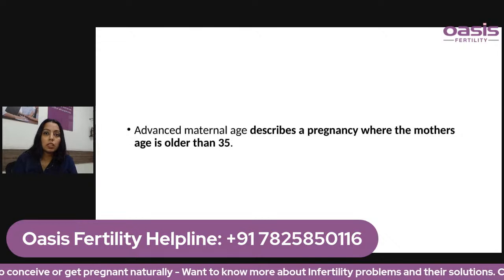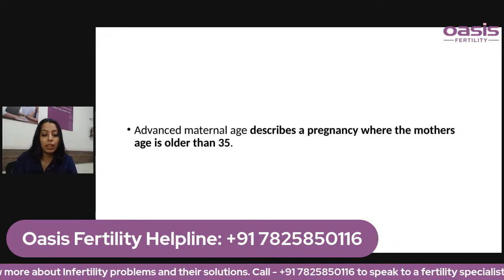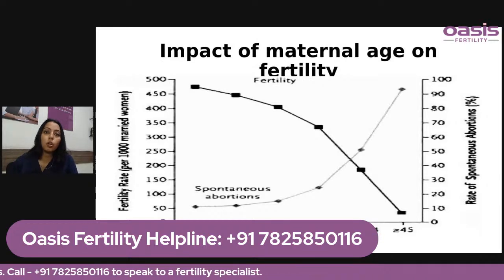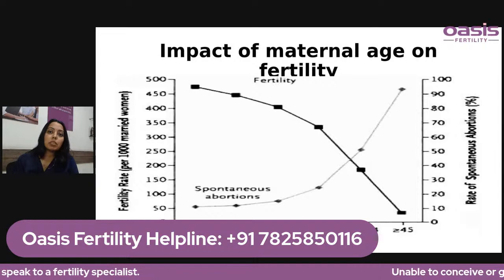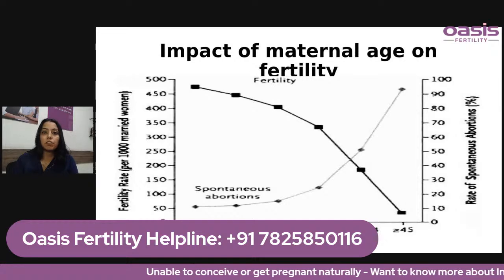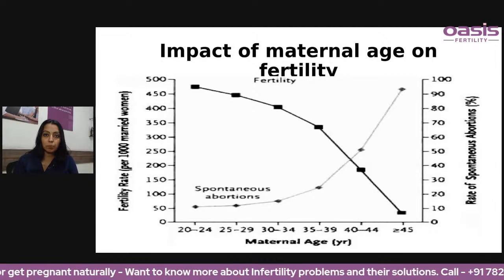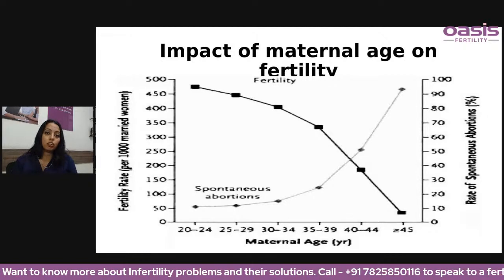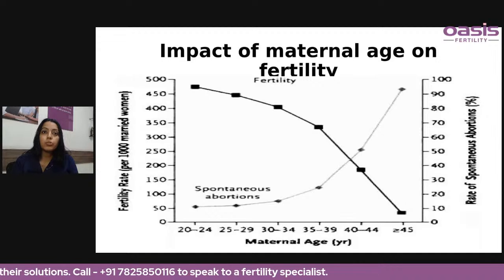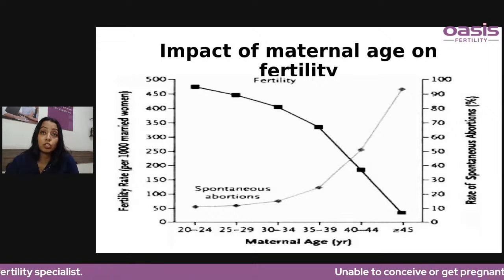Because their requirements, their needs, and their risks are very different from what we see in a regular patient who is aged less than 35. And how is it so? This is a beautiful graph which tells us about the impact of maternal age on fertility. As you can see, as the maternal age increases, there is a sharp decline in fertility. And this decline is more obvious after the age of 35 to 39. Similarly, even if you conceive at this age, as you age more than 35 to 39, unfortunately, your risk of abortion also increases.